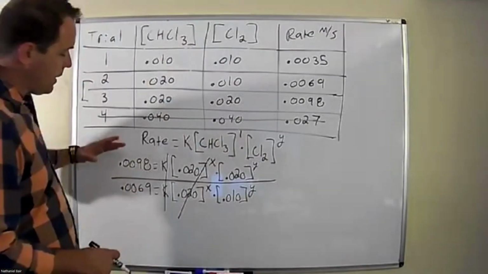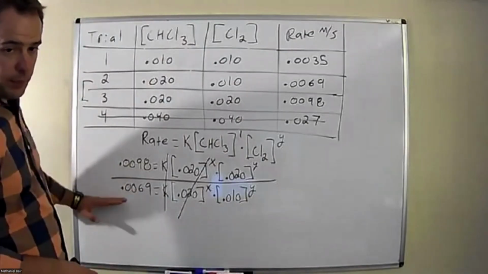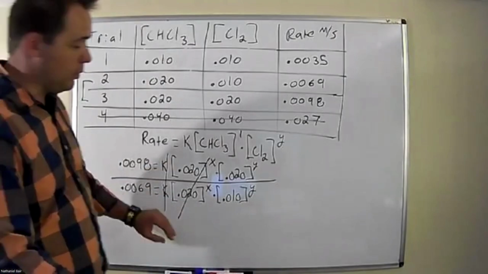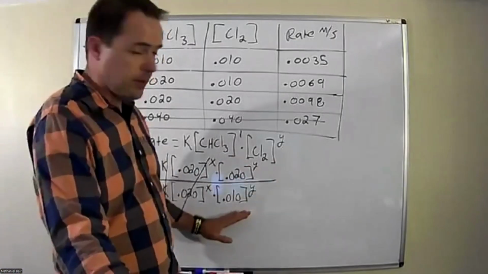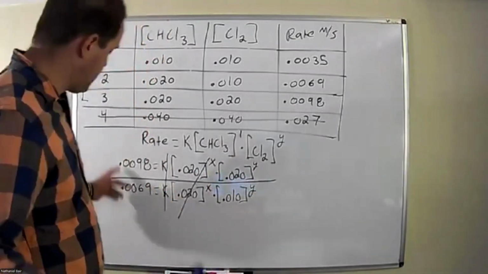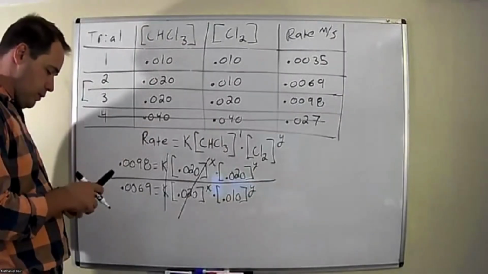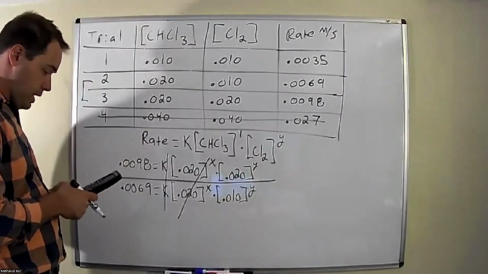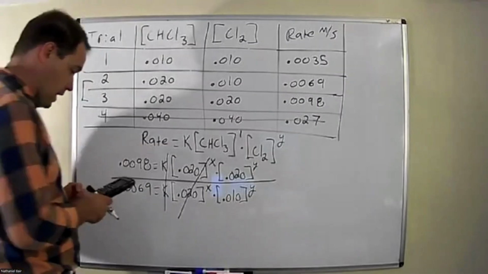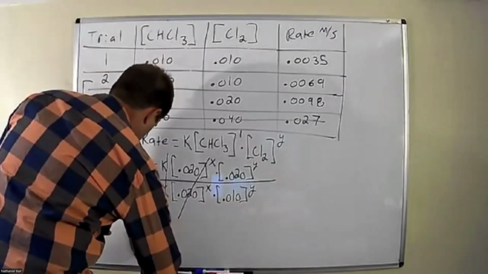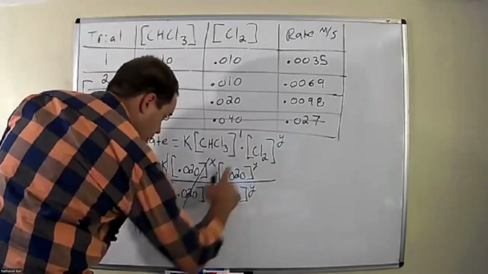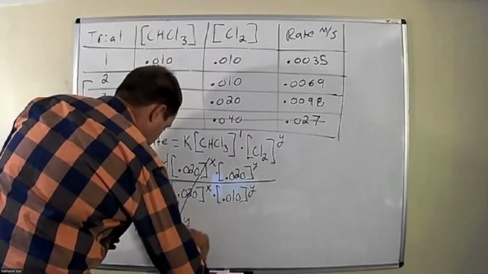So what this is going to reduce down to is 0.0098 divided by 0.0069 equals 0.02 to the y divided by 0.01 to the y. So let's punch this in. 0.0098 divided by 0.0069, that's 1.42 equals 2 to the y.